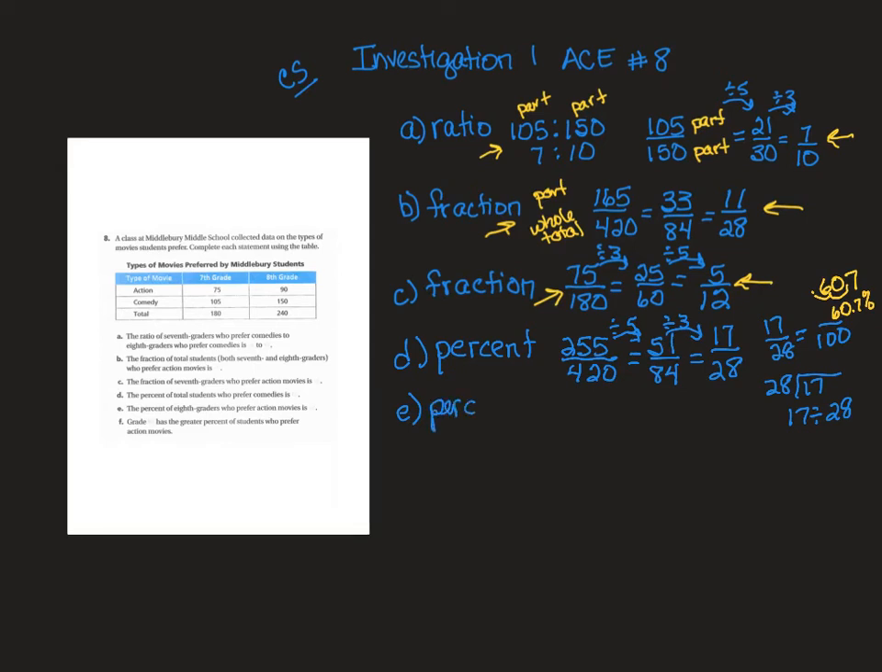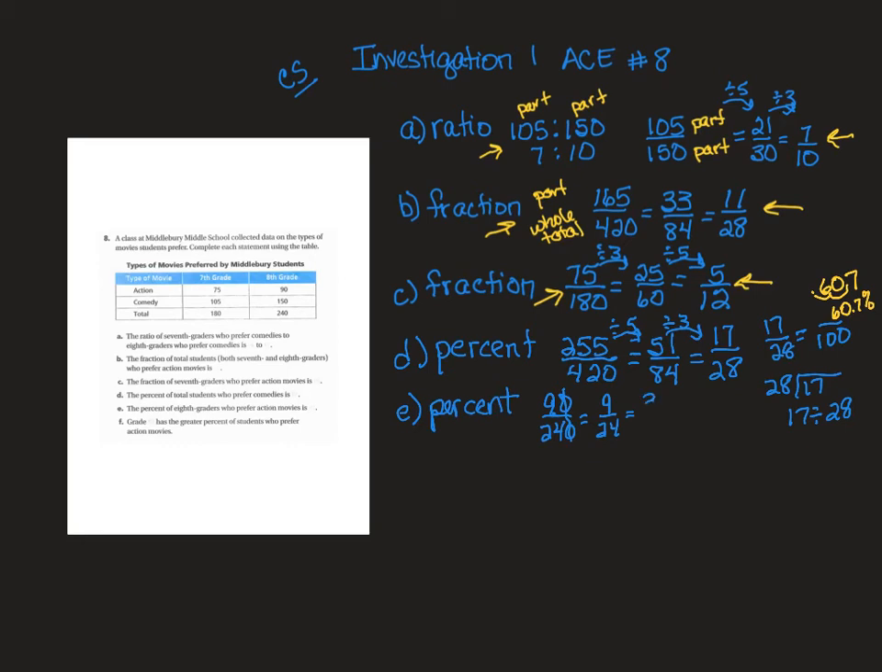E is another percent, and we are going to use the same process. In this case, I want a percent of 8th graders who prefer action movies. Okay, so now not comedies, action. So that would be 90 over 240, right? 240 is the total number of 8th graders, and the total number of the 8th graders that prefer action movies is 90. I'm going to simplify this. First of all, I'm going to divide by 10 because I can. So I'd have 9 over 24, and those are both going to be divided by 3.